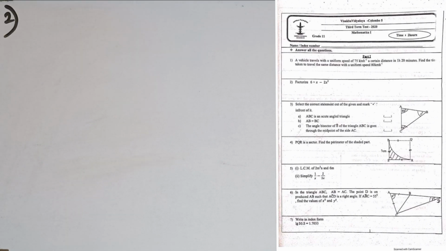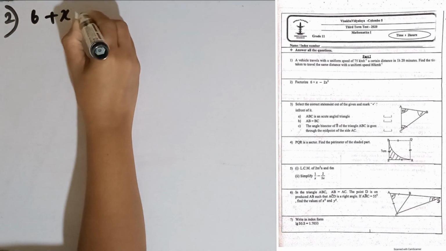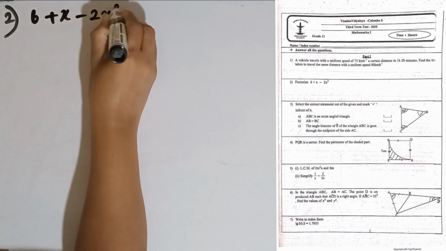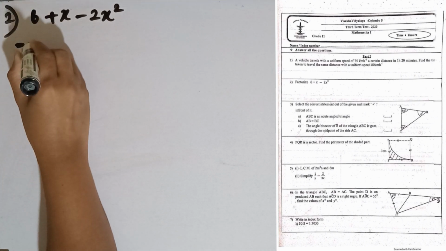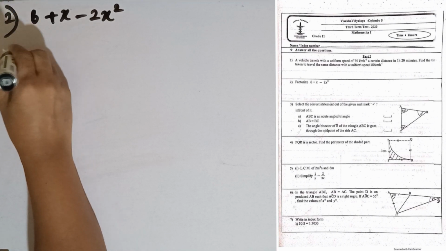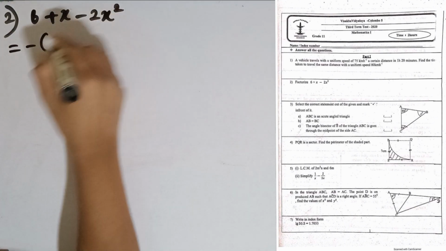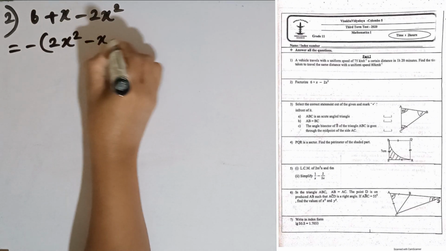Question number 2. We are given this to factorize: 6 plus x minus 2x squared. First we'll take minus out here. Then it is equal to minus times, then I can take this 2x squared here, then minus x minus 6.